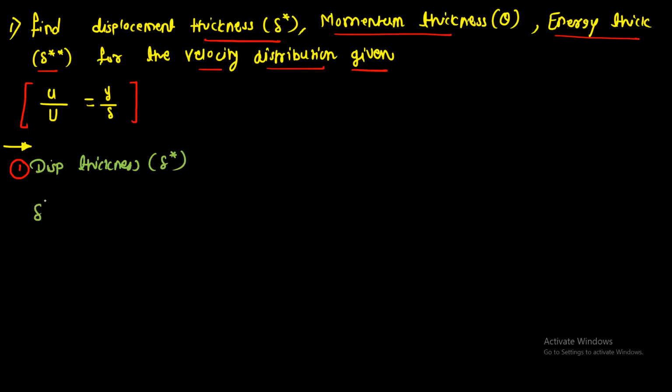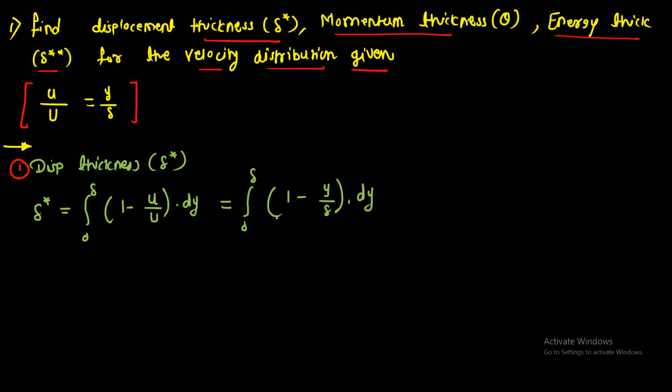The formula is, you should remember this formula, delta star is equal to integration 0 to delta of 1 minus U upon capital U into dy. So this is the formula for delta star. Now here U upon capital U is already given, it is Y upon delta. So this is 0 to delta, in the bracket 1 minus Y upon delta, into dy. Now integrate this equation with respect to y.